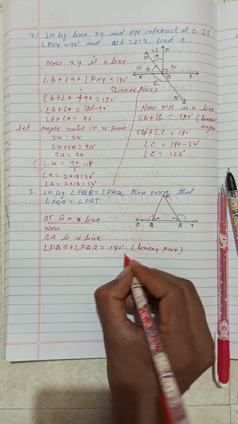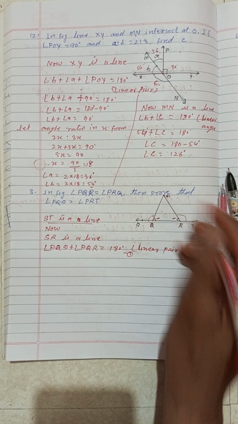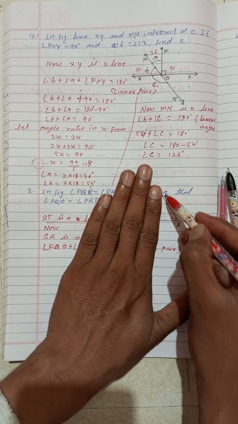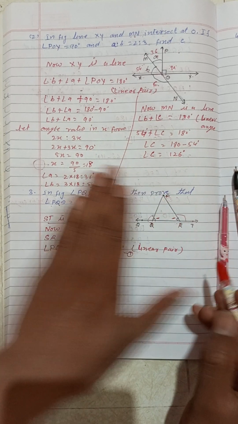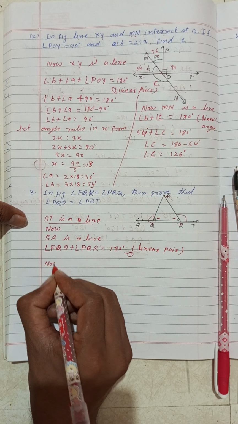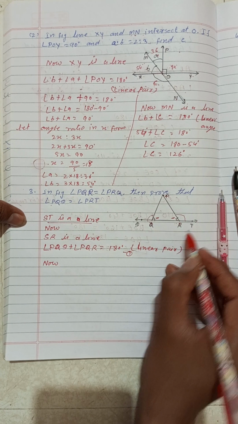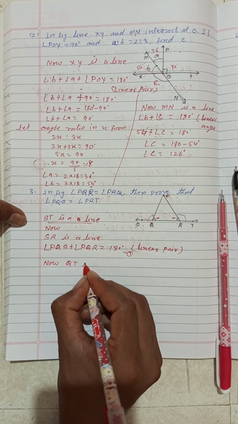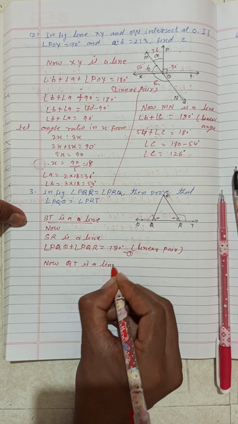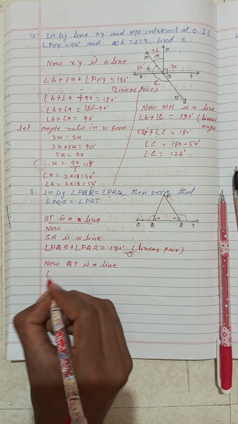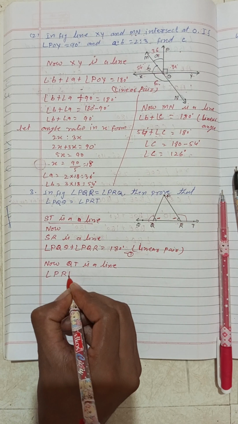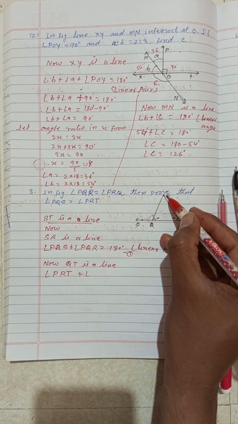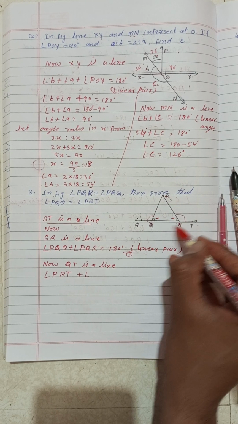This is our equation number 1. Now on that side we are taking this much line only. Another line is there. What is the name of that line? QT. QT is a line. In that, what can we write? Angle PRT plus angle PRQ.